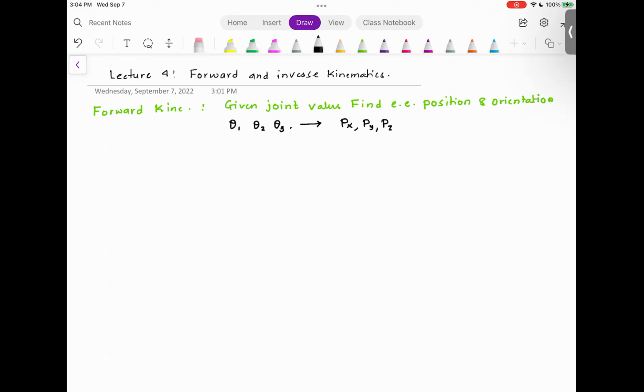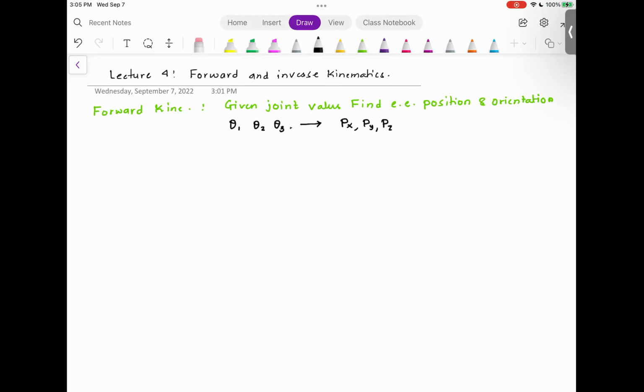Now, the forward kinematics problem is unique, which means for the values of theta 1, theta 2, theta 3, there will be one and only one Px, Py, Pz.